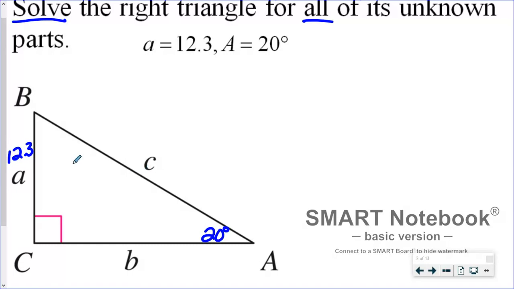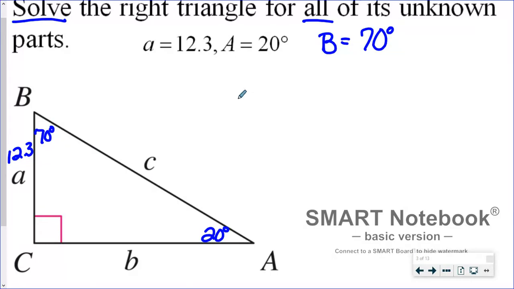Remember, all angles of a triangle have to add up to 180. We know that this is 90, and we know that this is 20, so we do know that this must be 70 degrees. So B is equal to 70 degrees.